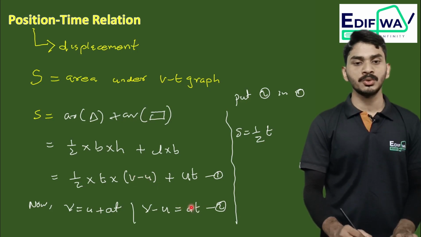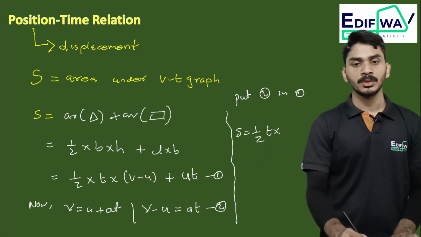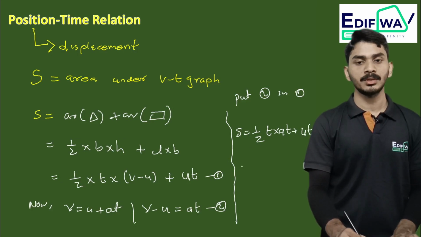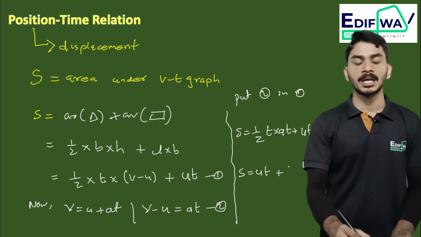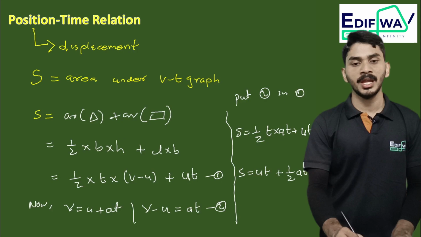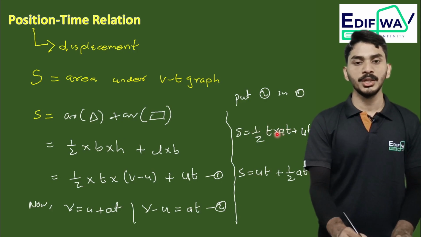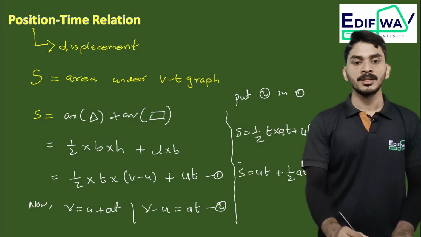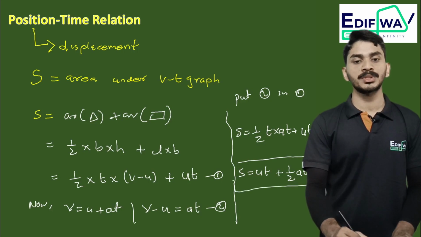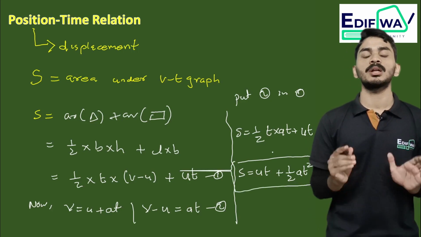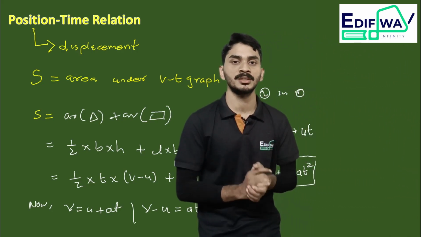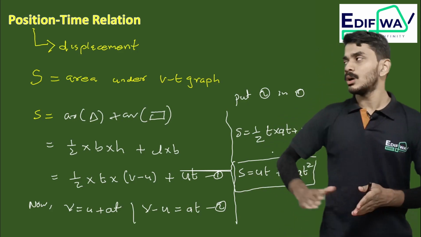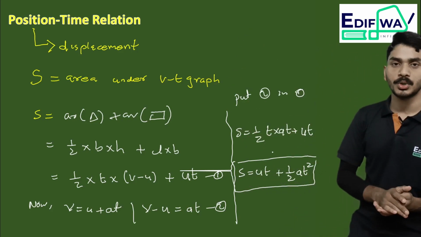Instead of this V minus U, you put AT. So into AT plus, then there is UT remaining. So it becomes S is equal to UT plus half AT square, right? T into T is T square. Clear? So this is the position time relation. Very important. Position time relation. So you copy down all these things to your notebook.